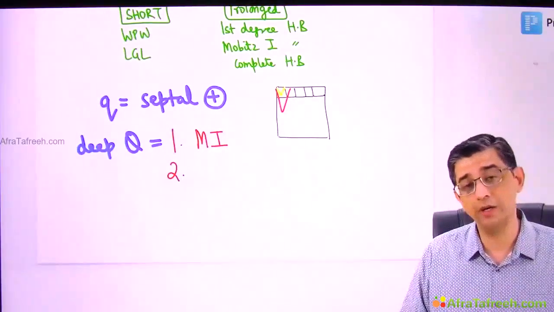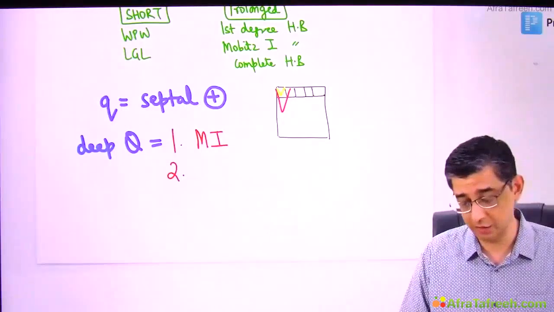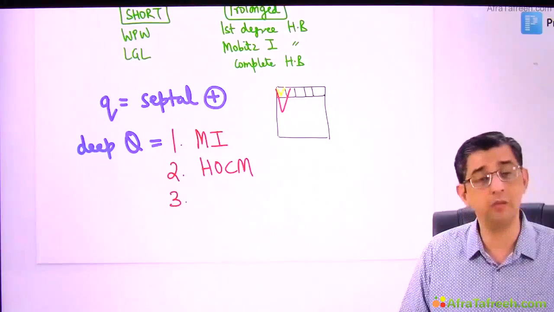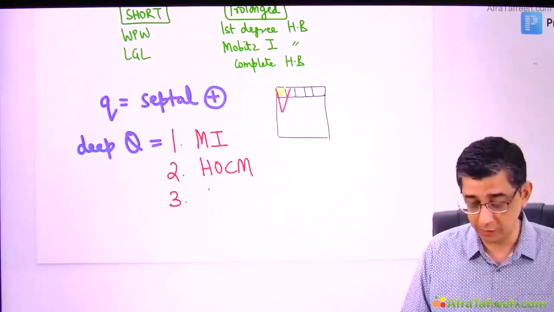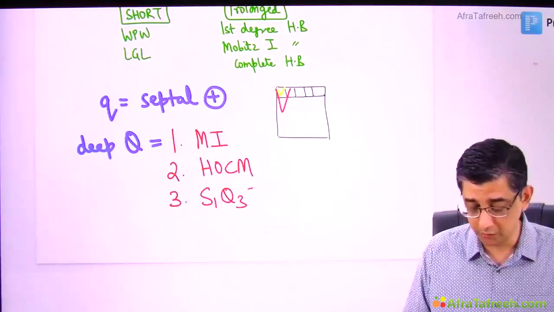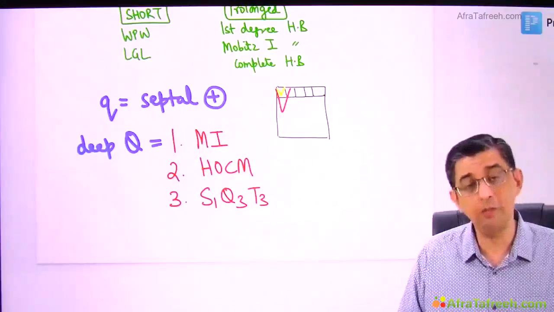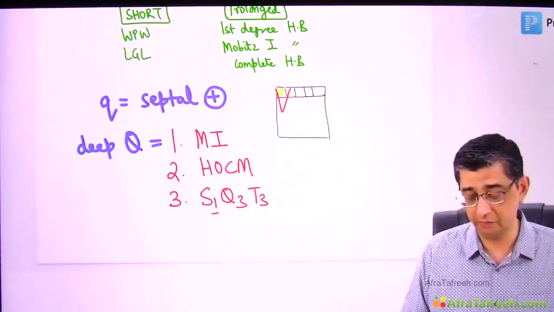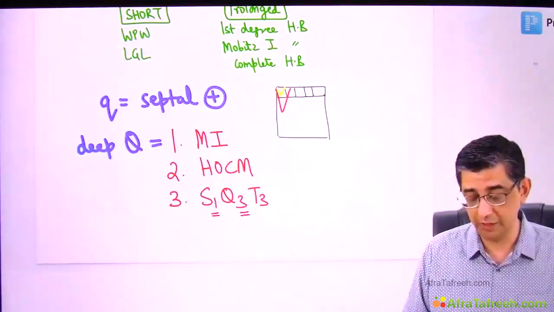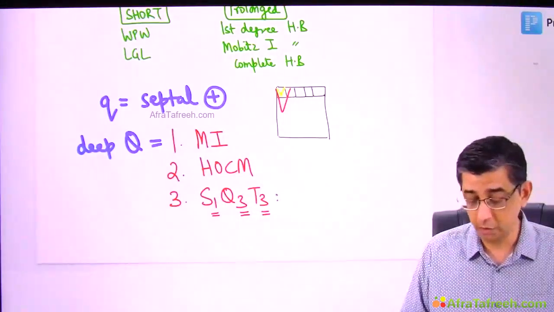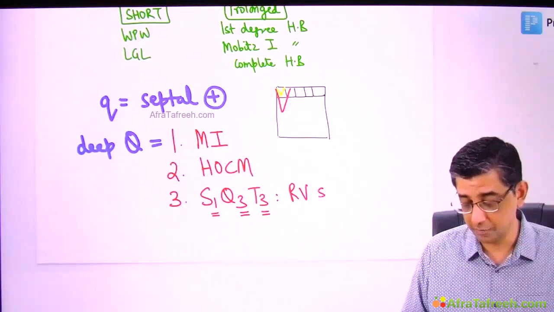The second scenario where you can get a deep Q wave is hypertrophic obstructive cardiomyopathy, mainly the subendocardial ischemia component. And the third one is important with respect to pulmonary embolism. You have all read this so many times, right? S1, Q3, T3. It basically means deep S waves in lead 1, deep Q waves in lead 3, inverted T waves in lead 3. Well, where do you get it? You get it in patients with pulmonary embolism.